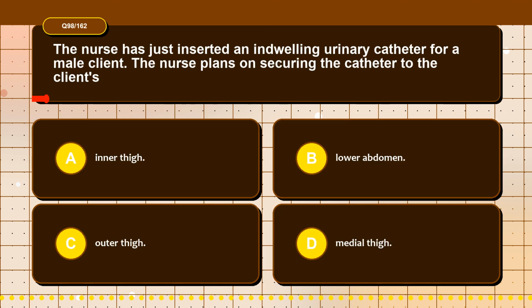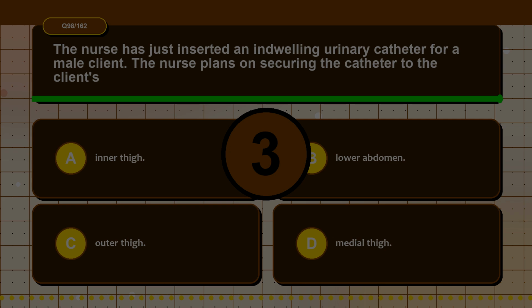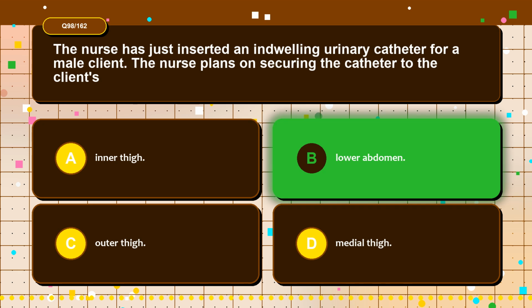Question 98. The nurse has just inserted an indwelling urinary catheter for a male client. The nurse plans on securing the catheter to the client's. Here are the options. Option A, inner thigh. Option B, lower abdomen. Option C, outer thigh. Option D, medial thigh. The correct answer is option B, lower abdomen.